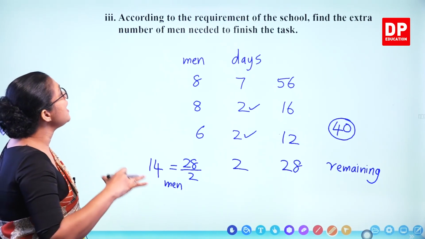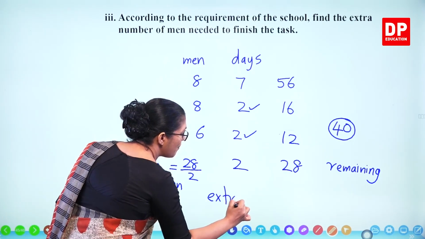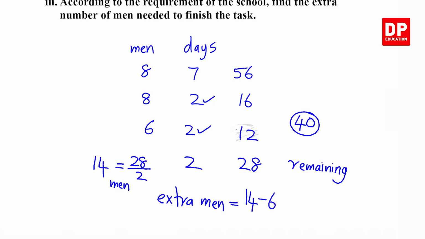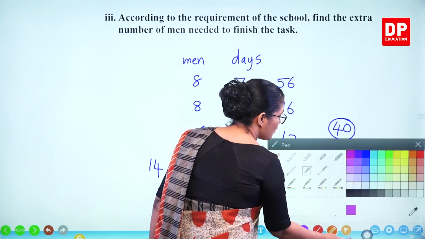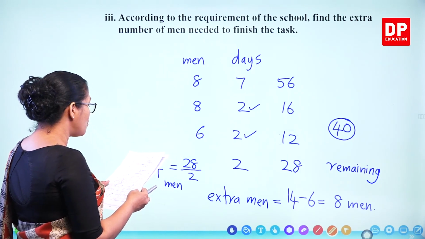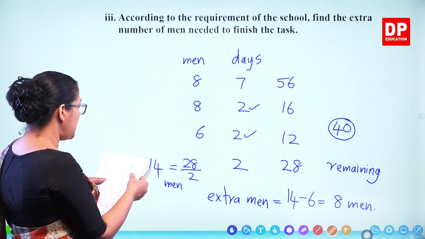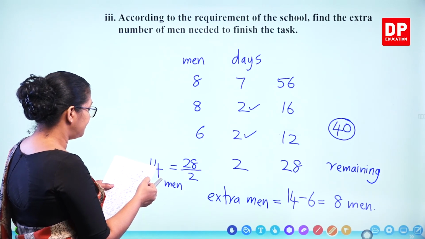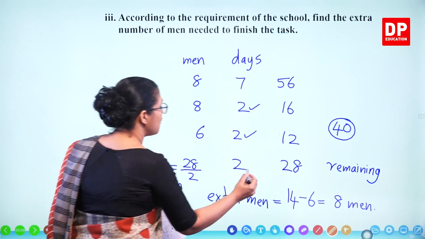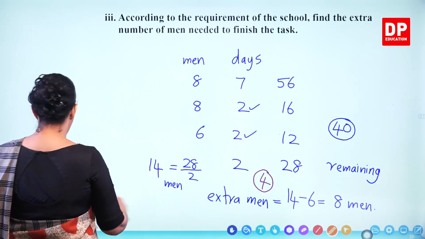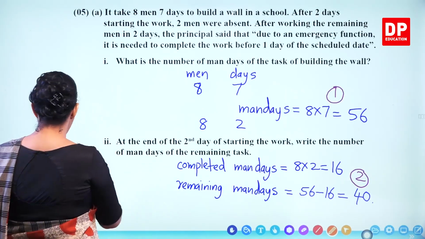So they are asking how many extra men needed. Already 6 is there. So 14 minus 6, 8 men needed to complete this. So that's 8. So how many marks for this part? Up to 14 you get 4 marks. And finding 8, 4 marks for this step. So we did the first 3 parts. So how many marks? 3 and 4, 7.